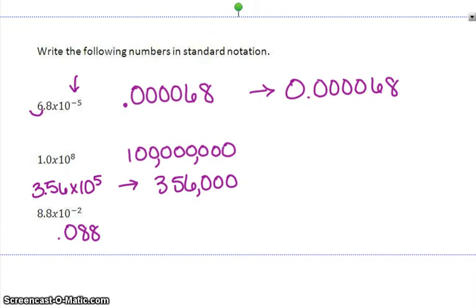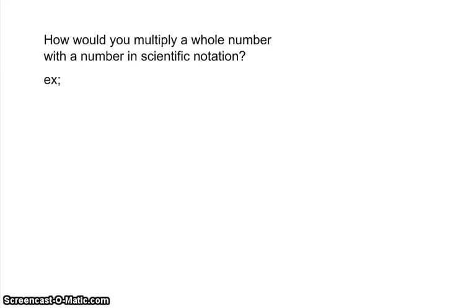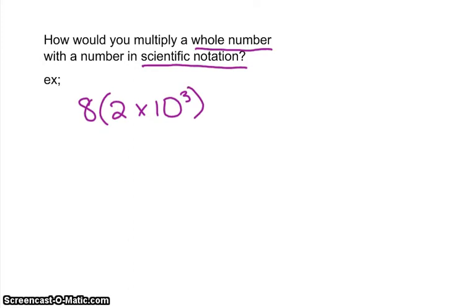All right, last thing we're going to look at is multiplying. If I have a whole number and I'm going to multiply it with a number that's in scientific notation. So example looks like this. 8 times 2 times 10 to the 3rd. Okay, so we've got the whole number 8. We're going to multiply it by 2 times 10 to the 3rd.